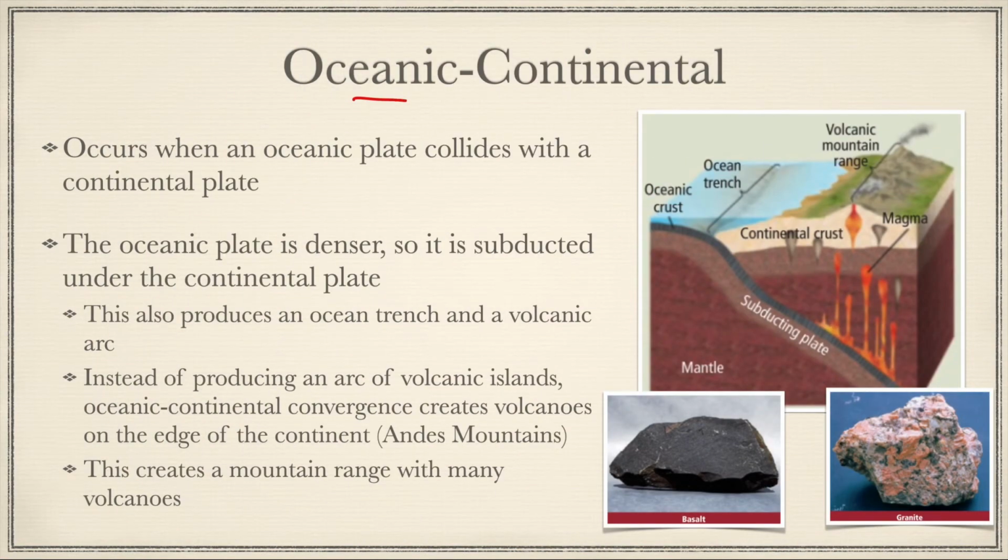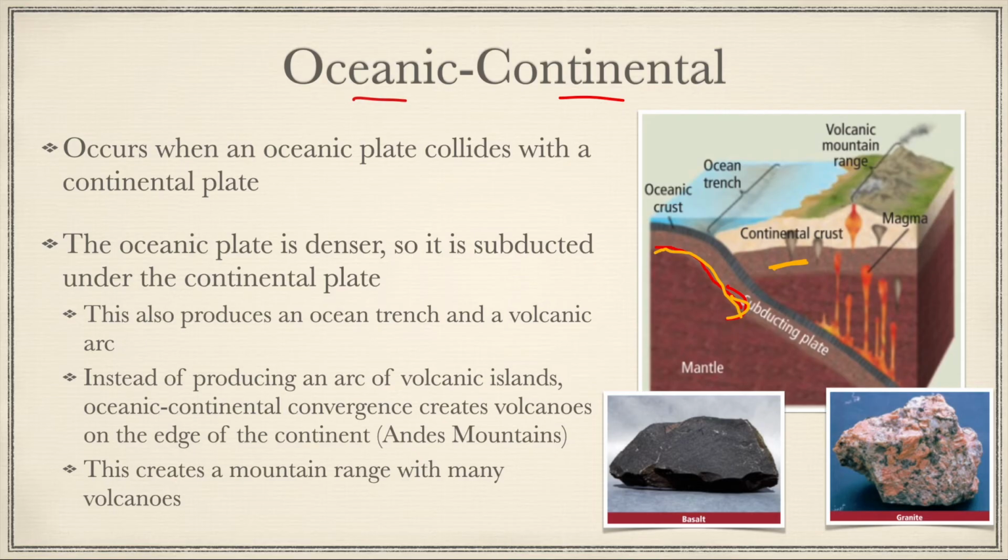Now, we have oceanic-continental. So if we have an oceanic plate collide with a continental plate, we have this oceanic-continental convergent boundary. Now, the oceanic plate is denser, so it is subducted under the continental plate. There's not really a question about which plate's going to be subducted here. So your oceanic crust on this side is going to be subducted underneath the continental crust over here.